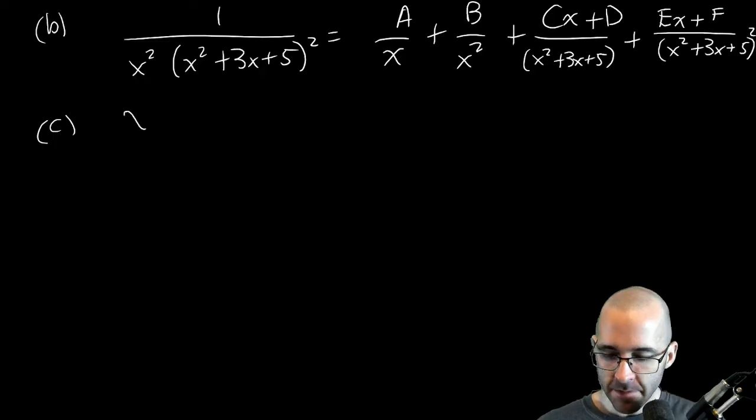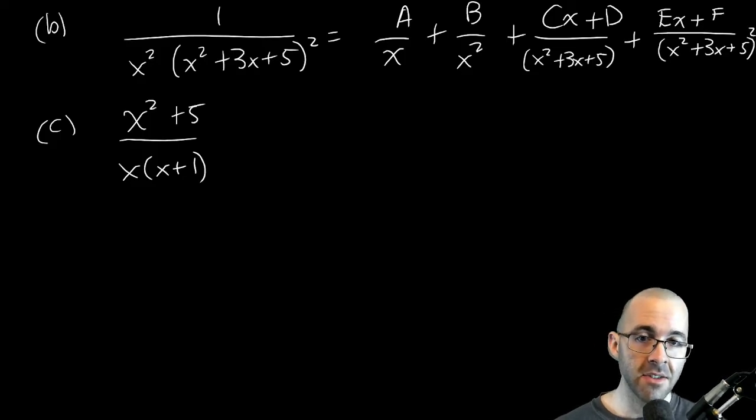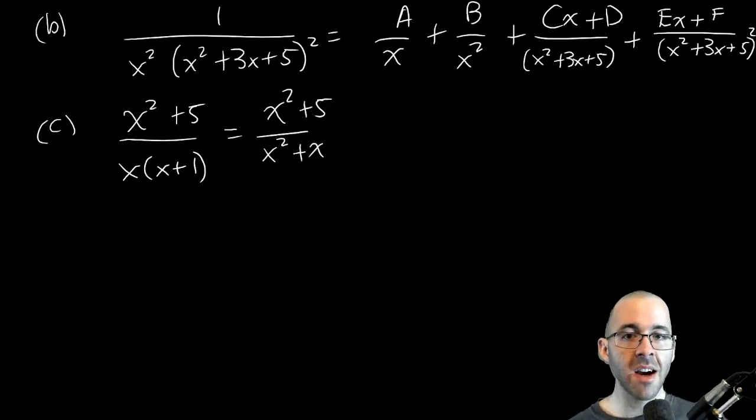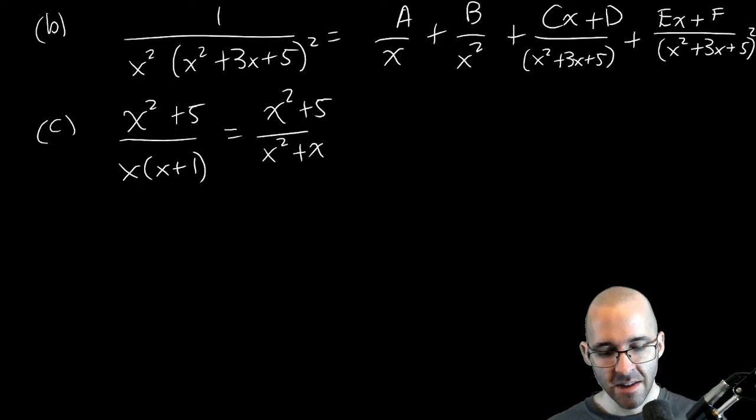Part C. X squared plus 5 over x times x plus 1. Don't forget to divide if you can. Long division is going to make things easier for us here. So this is x squared plus 5 over x squared plus x. Now we divide it out. The degree on the top is at least as big as the degree on the bottom. We can use long division here.